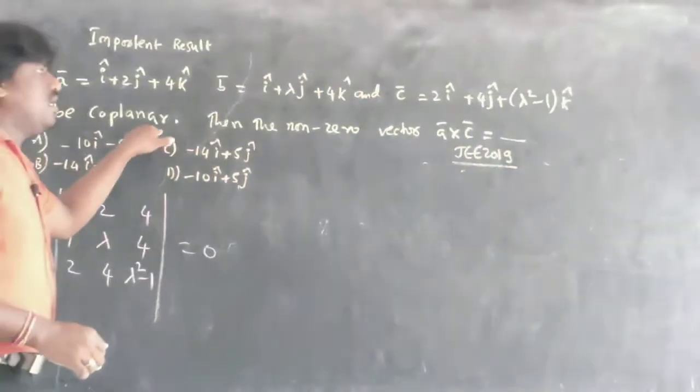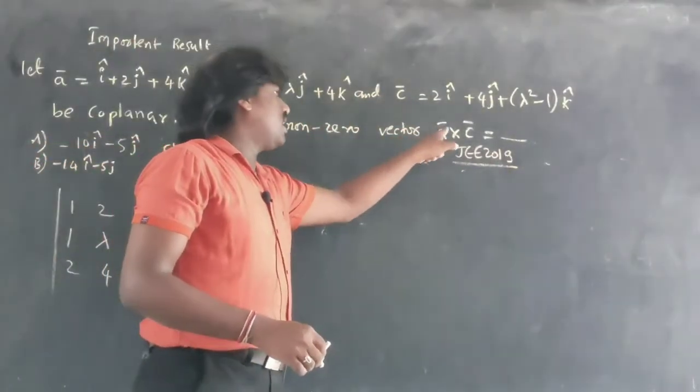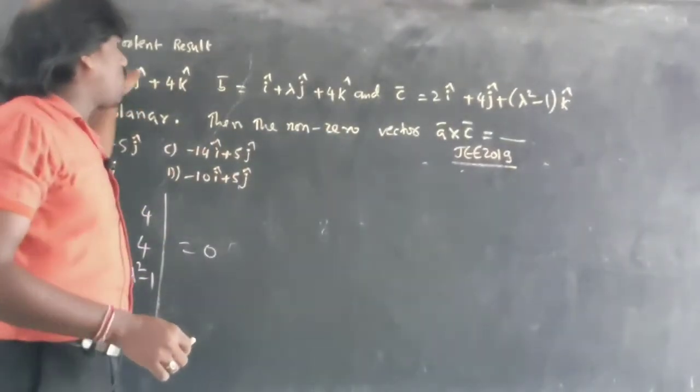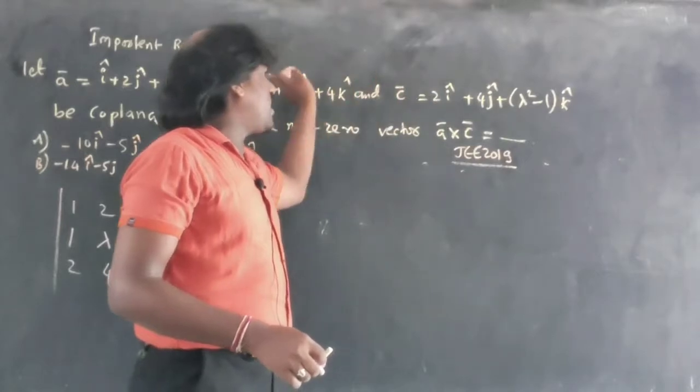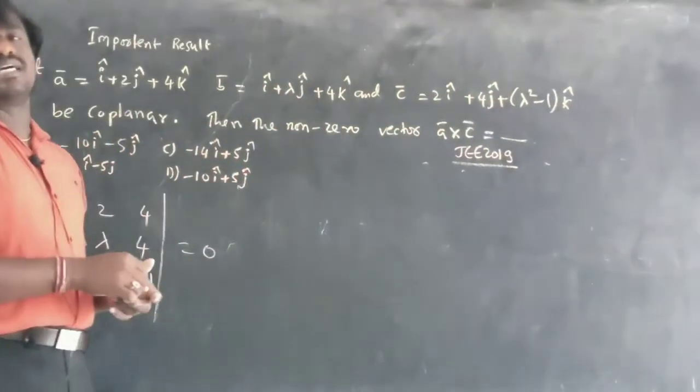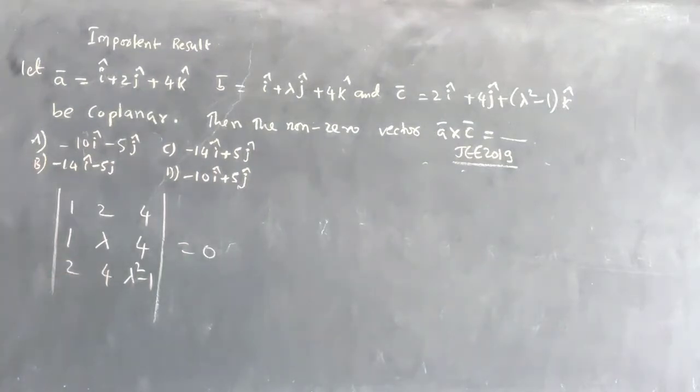If they are coplanar, then the non-zero vector A cross C is how much? It is asking about A cross C. If I want to find A cross C, I have to find lambda. If I get lambda, then the work is done. So I have to find lambda. You can do it directly by opening the determinant, or the easiest way is to make the entries above it 0, either by R1 or R2.